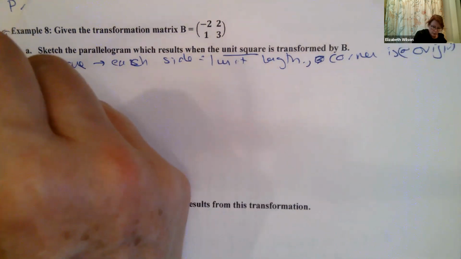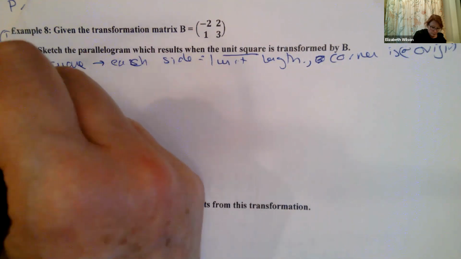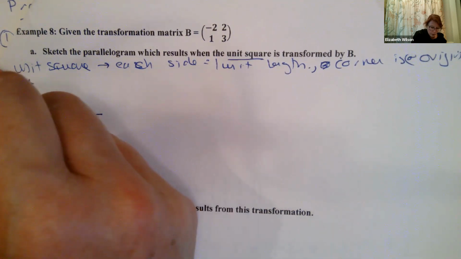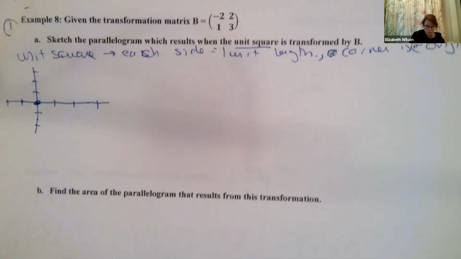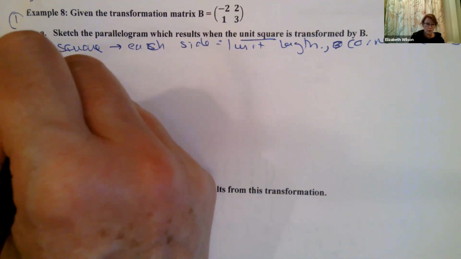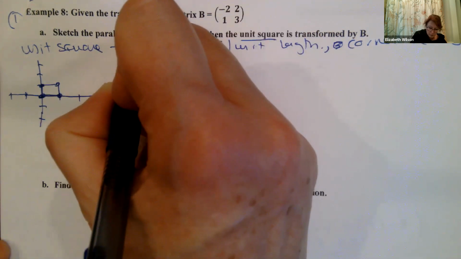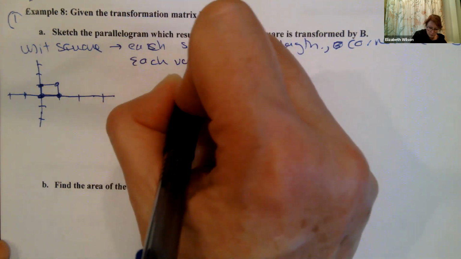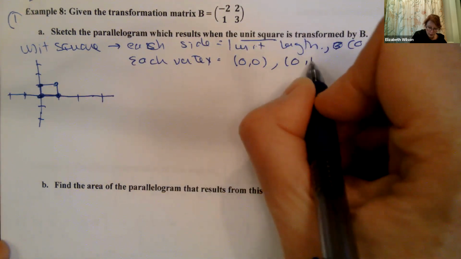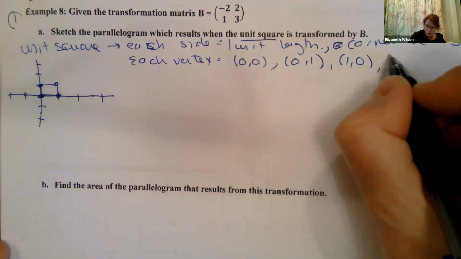It looks like this typically. So my unit square goes like this. Here's my origin, 0, 0. It's basically made up of my unit basis vectors. So that's my unit square. Each vertex is this: I've got 0, 0, then going up 0, 1, going out 1, 0, and 1, 1.